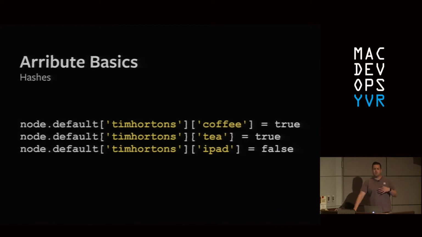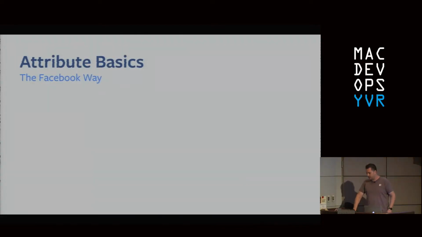So that's just a basic look at how attributes work and how the namespaces work from left to right, describing what it is that you're setting and what you're setting it to.